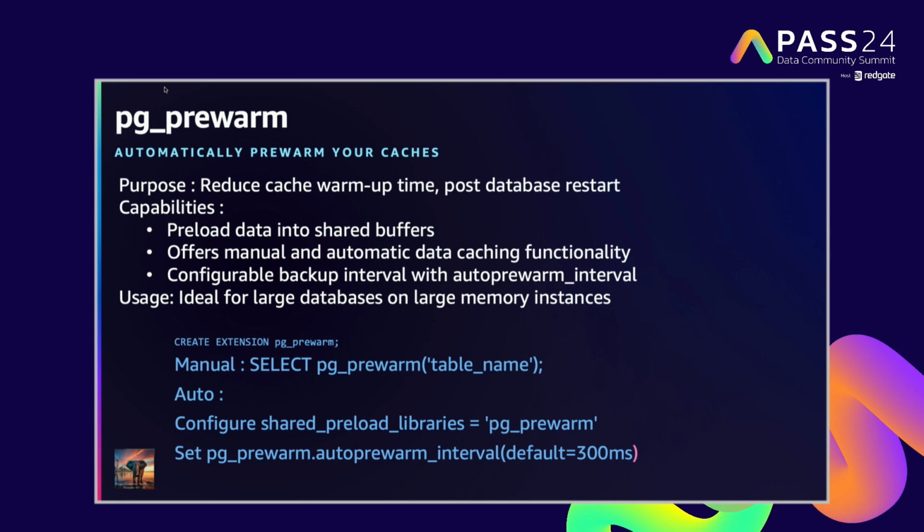Like Rajiv mentioned, it is one of those extensions which needs to be loaded in the preload libraries. So you mention it there, and after that you can set an interval at which you want Postgres to back up the cache on the disk. There it just keeps a record of the contents of the cache on the disk. So in case your database reboots, when it comes up, it will warm up the cache with the contents that were present. The frequency at which you want to push the contents, you can define using this parameter.